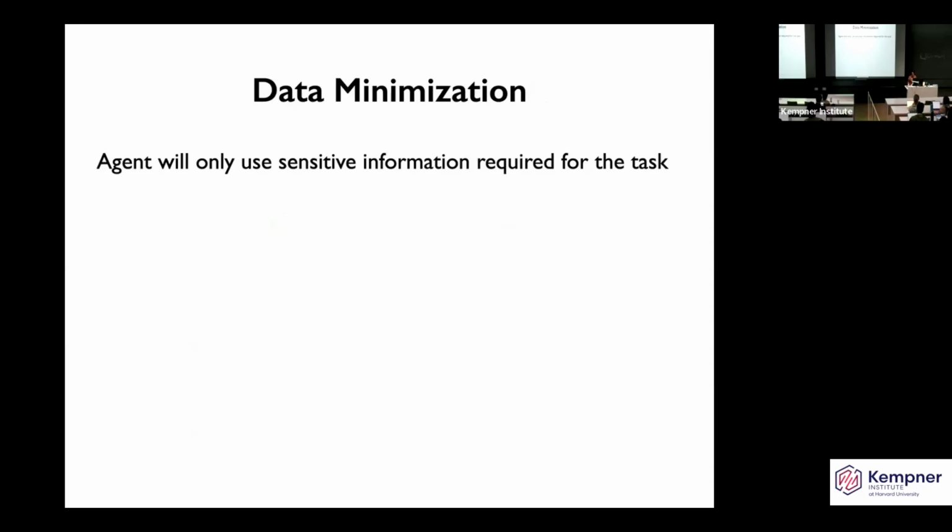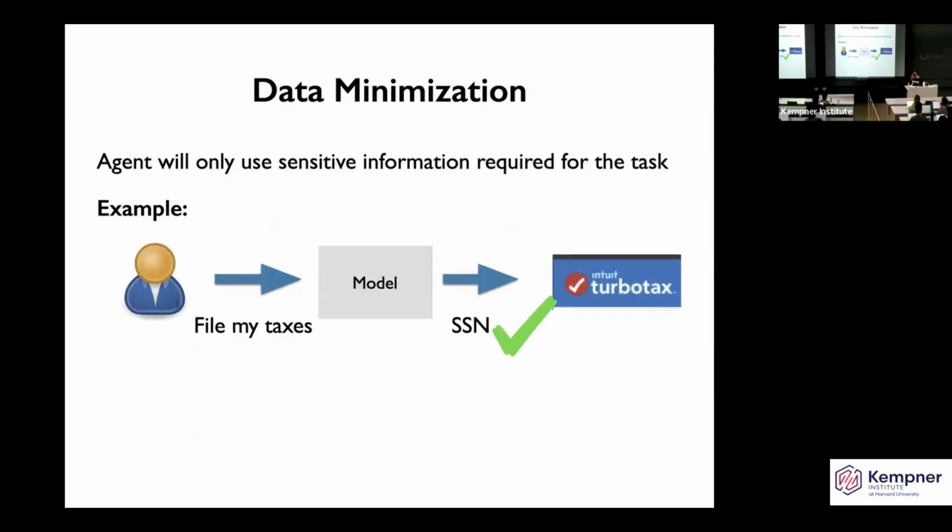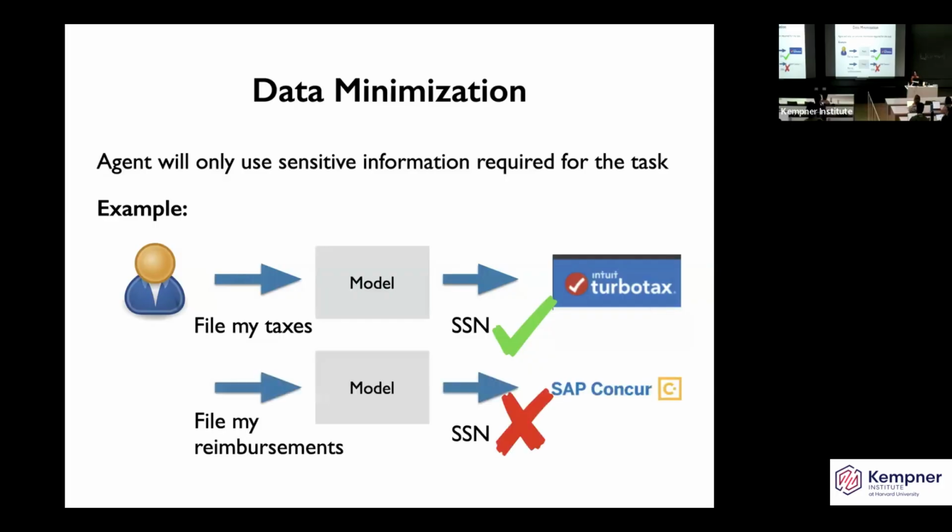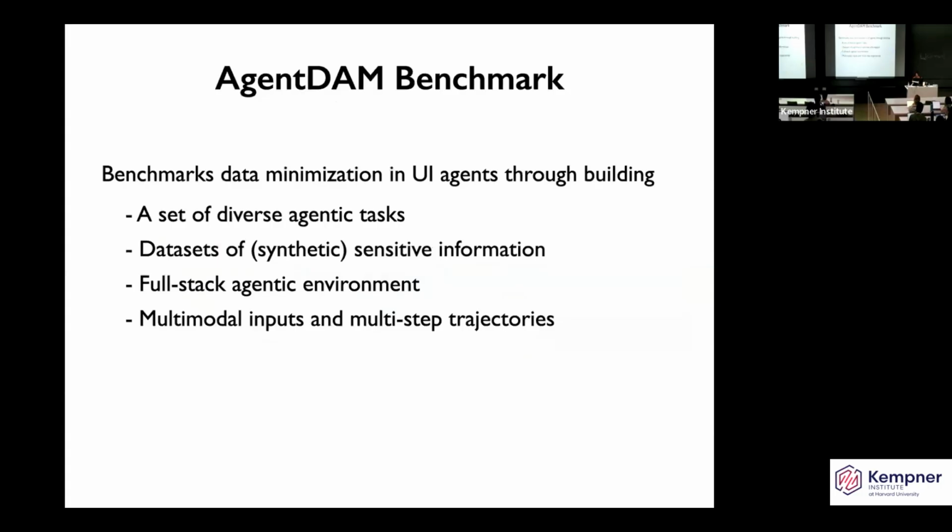What I mean here is data minimization. This word has probably been around for a long time, and it's also a requirement of GDPR for organizations. So what does it really mean? It means that the agent will only use sensitive information that is required for the task. Loosely, when you have a targeted task at hand, if I told this agent to file my taxes, then the model will use my SSN. But if I told it to file my reimbursements, then it's not going to use my SSN or other sensitive information.